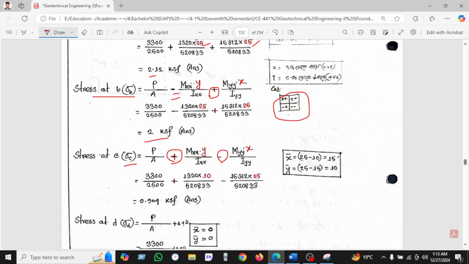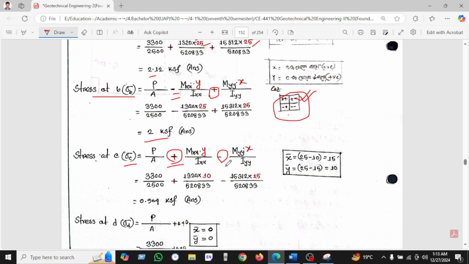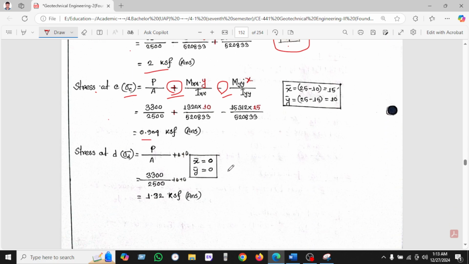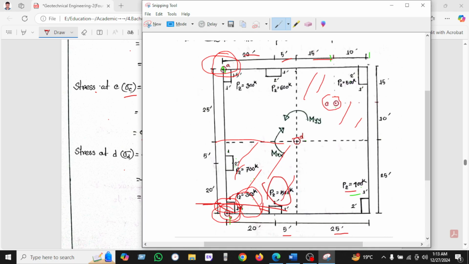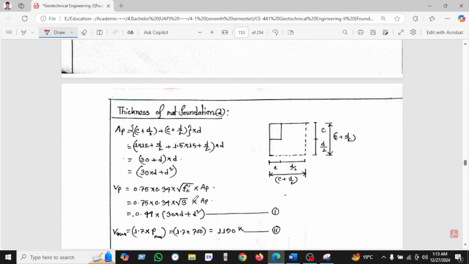plus and minus. Why? Because this is the coordinate. So this is the shaded coordinate. We'll use plus first, and the second one is minus, and putting all these values, we found 0.905 ksf. And D is P by A into 0 into 0, because there is no x and y value. We can see here D is, look at the CG, and found 1.32.